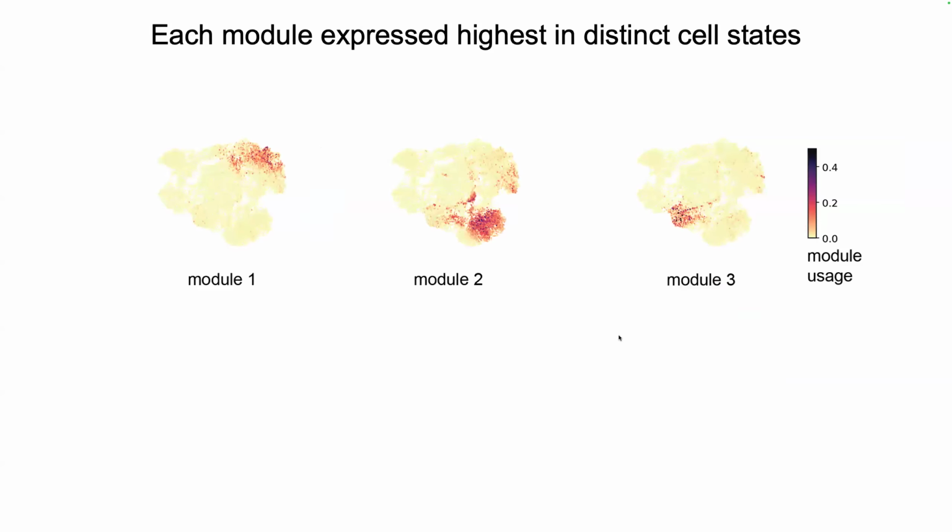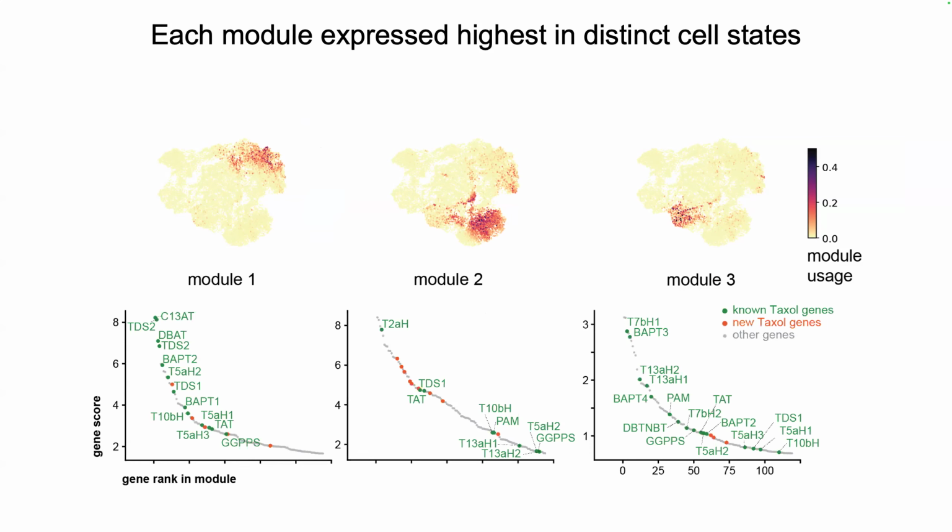Now, if we look at which cells express these, we see that these modules are expressed in different cell states. And if we look at the top scoring genes for each of these modules, I'm highlighting in green the previously known Taxol enzymes, which you can see really dominate these gene lists. And in orange, these little orange dots here, I'm giving you a sneak peek of some of the new genes that we've now found to contribute to this biochemical pathway.